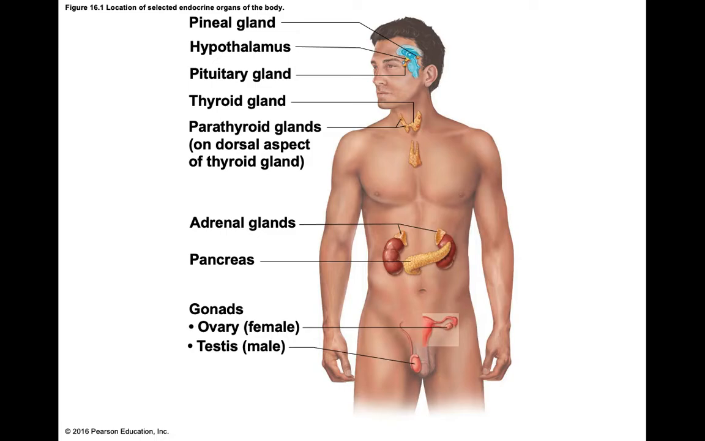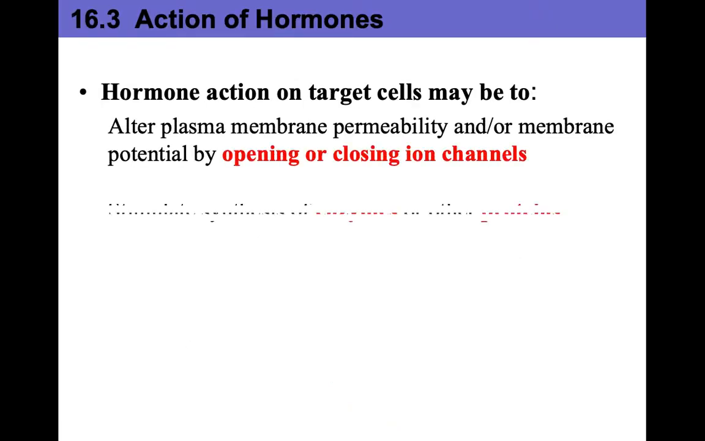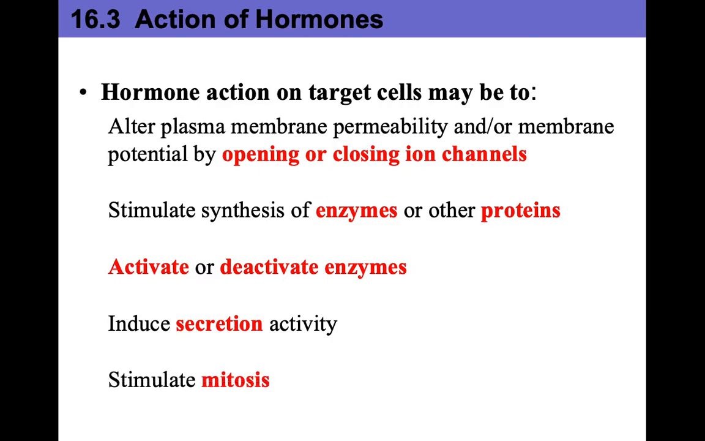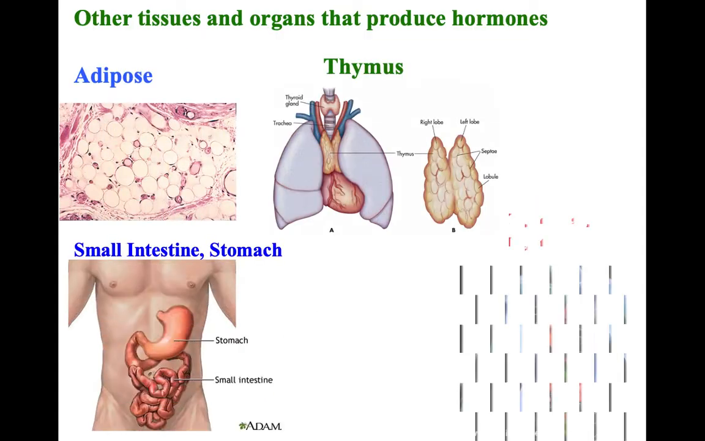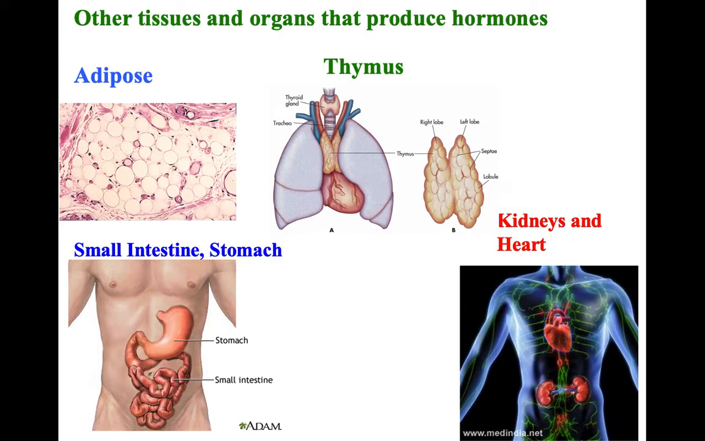So starting from the very top, I need you to know opening and closing of ion channels, stimulate synthesis of enzymes and other proteins, activate or deactivate enzymes, induce secretion activity, stimulate mitosis. Other organs that produce hormones are important as well. You don't need to know what they produce, but just know that they also produce hormones of their own.